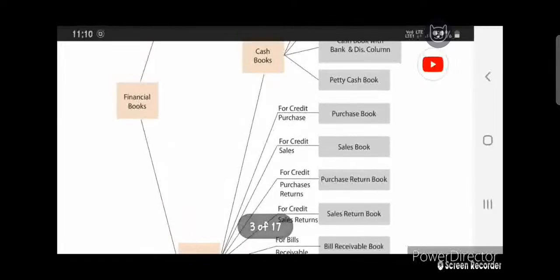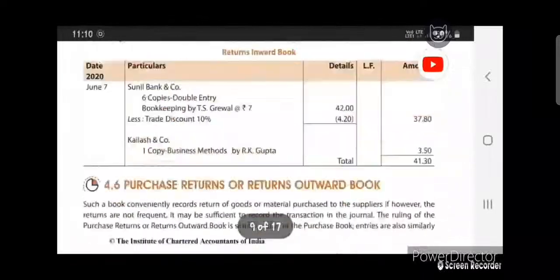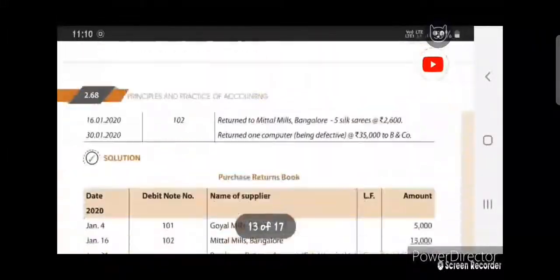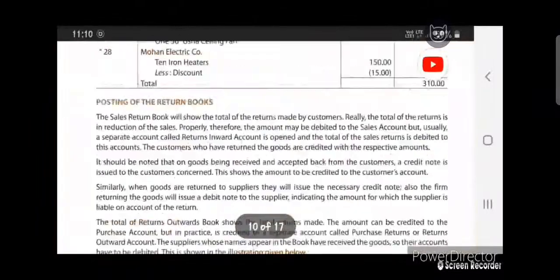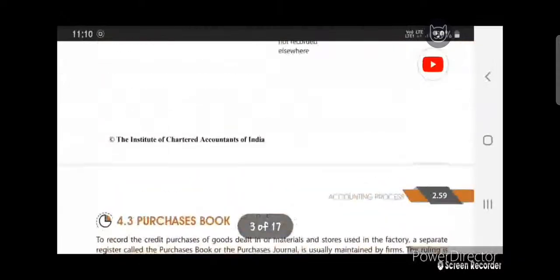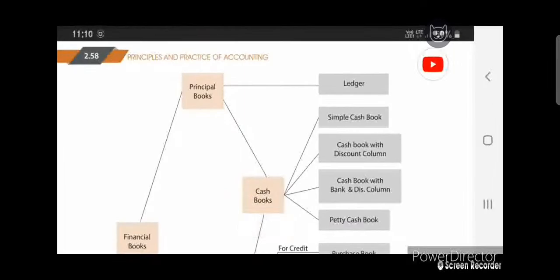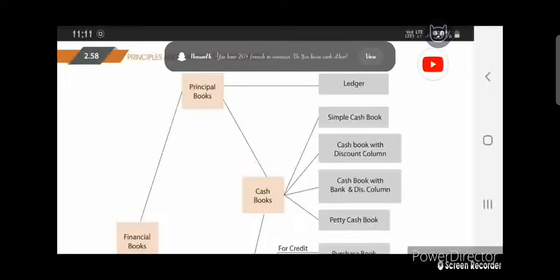These are the books you have to know: the ledger and the four cash books. The simple cash book, then the cash book with a discount column, then the cash book where you have bank and discount columns, showing how much money is from the bank.